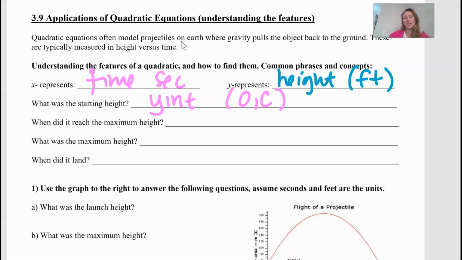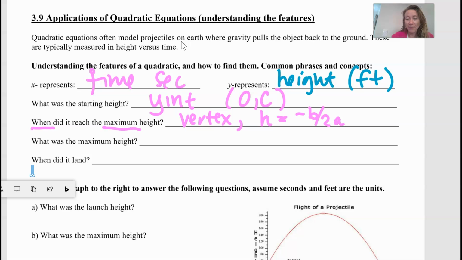And then, when did it reach the maximum height? Oh, maximum is an important keyword. Maximum means vertex. And so we see when. So I answer the question when with time. So we're talking about the x value, or the h. And the formula for h is negative b over 2a when we're in standard form. And so when is the x value of the vertex.